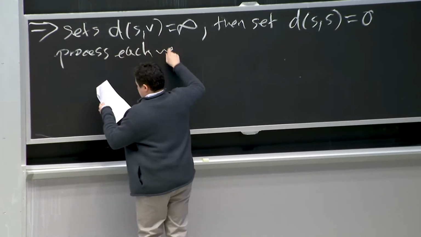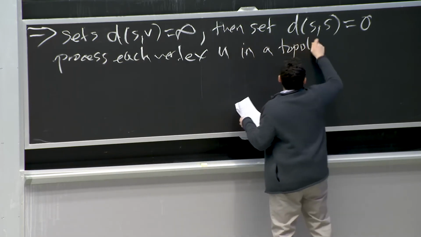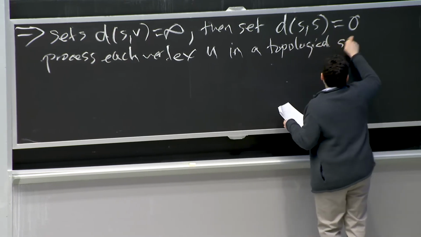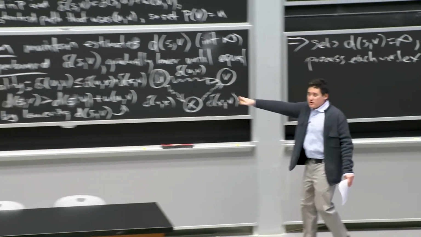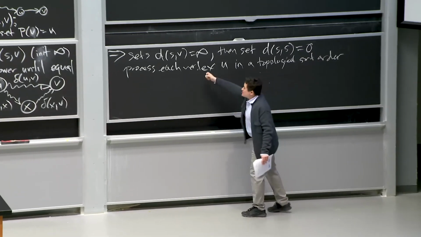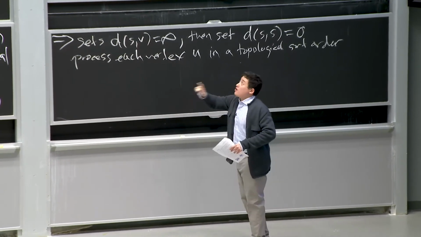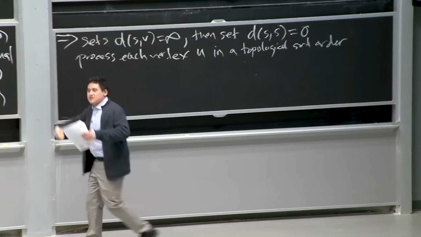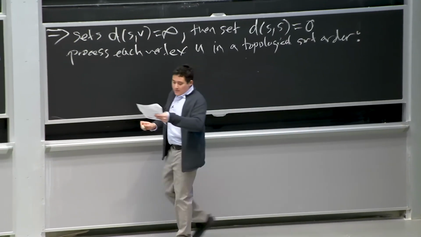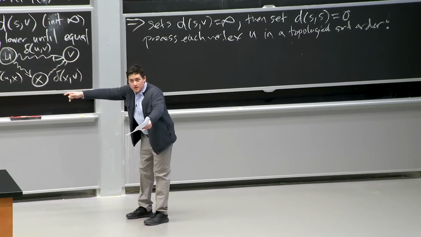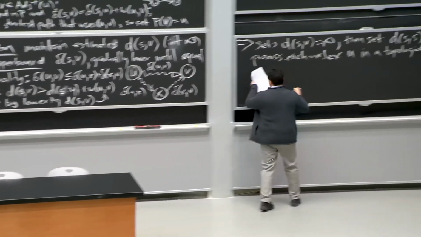Okay? Now we're going to process each vertex u in a topological sort order. So remember, our input to DAG relaxation is a DAG. So this thing has a topological sort order. We're going to process these vertices in that order. Okay? You can imagine we're starting at the top, and all my edges are pointed away from me, and I'm just processing each vertex down this topological sort line, okay? And then for each of these vertices, what am I going to do? I'm going to look at all the outgoing neighbors, and if the triangle inequality is violated, I'm going to relax that edge. The algorithm is as simple as that.